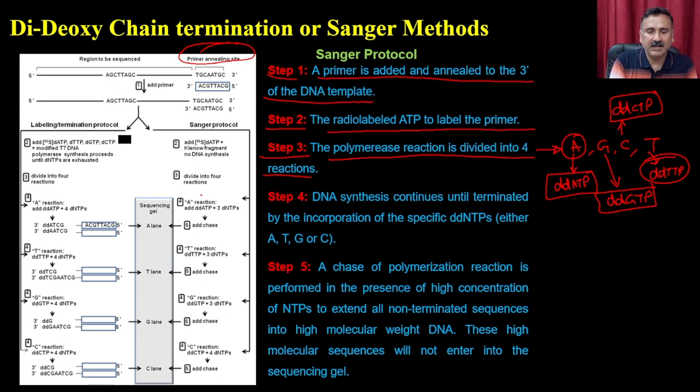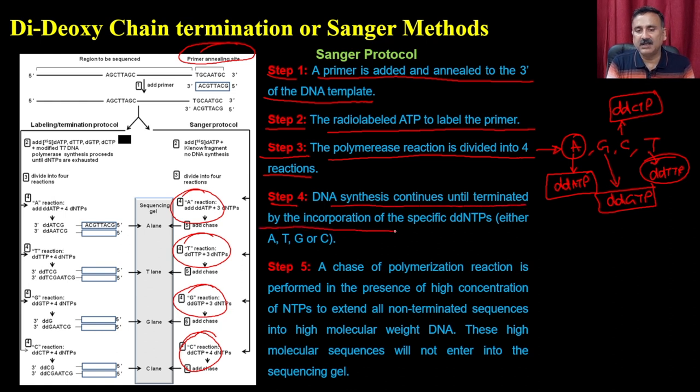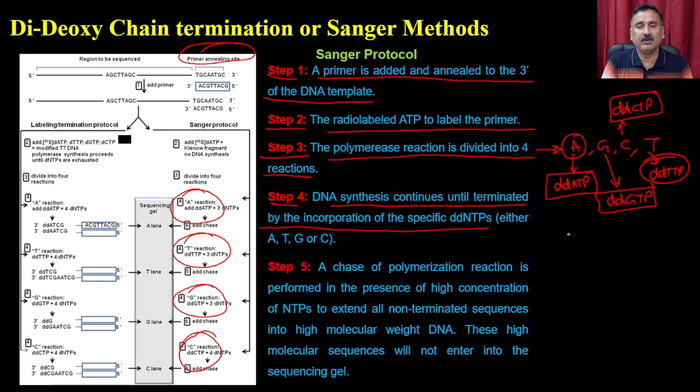So you have the A reactions, the T reactions, the G reactions, and the C reactions, and all four reactions are loaded onto the sequencing gel, and then analyzed with the help of the autoradiogram. In step four, the DNA synthesis continues until it is terminated by the incorporation of the specific dideoxynucleotide. Because the dideoxynucleotide does not contain a 3' hydroxyl group, it terminates the chain elongation.